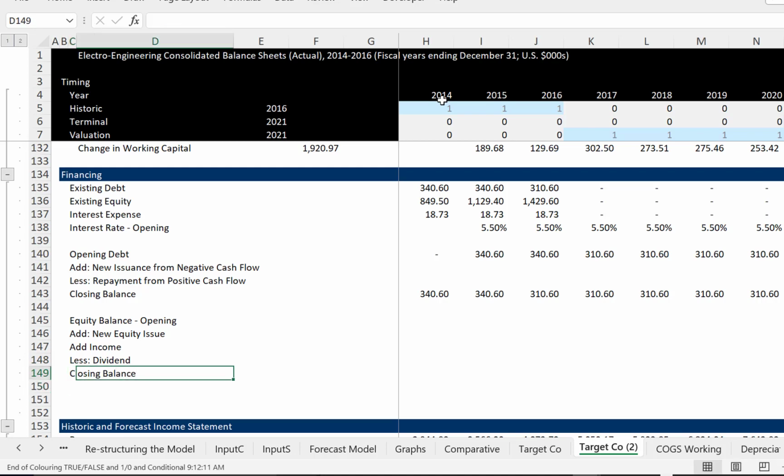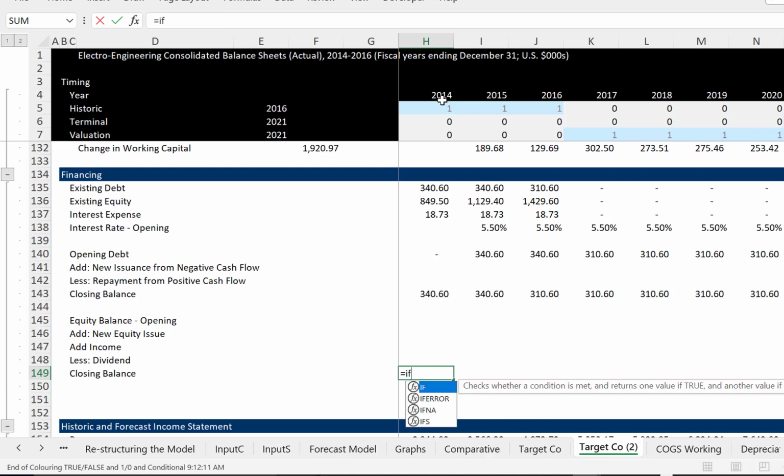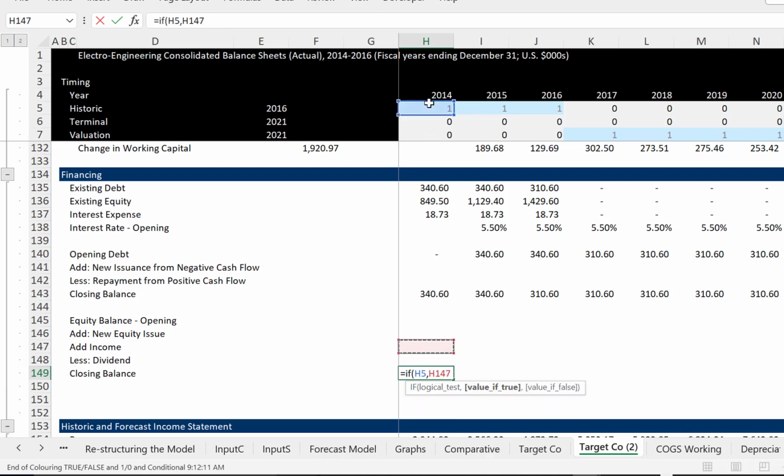And we do the same thing. I just want to emphasize this trick is so cool and so important. If it's the historic year, go up and take the historic balance of the equity. Otherwise, take the opening balance plus any issue of new equity plus any income minus any dividend. Now, make the opening balance here equal the prior year closing balance.